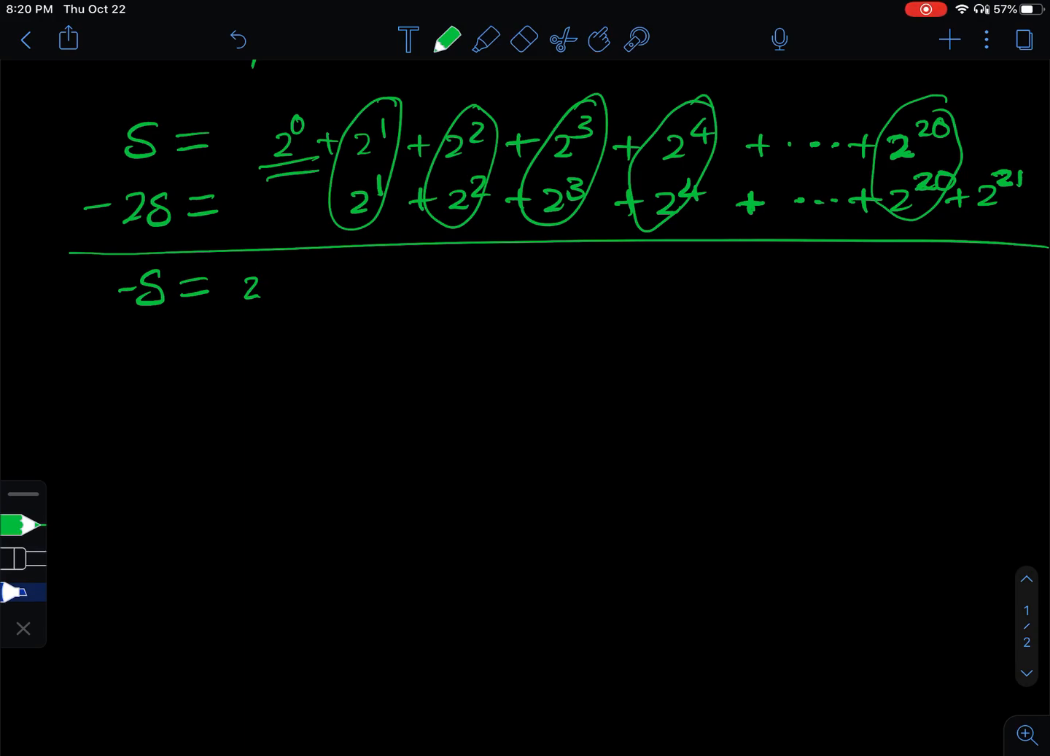Now, this 2 to the power 21 here cannot cancel with anything. So this 2 to the power 21 has nothing to cancel it. In fact, it's just a 0 there. So 0 minus 2 to the power 21 is negative 2 to the power 21. So all the terms cancel except for the first term of the first equation and the last term of the last equation. That's pretty neat.